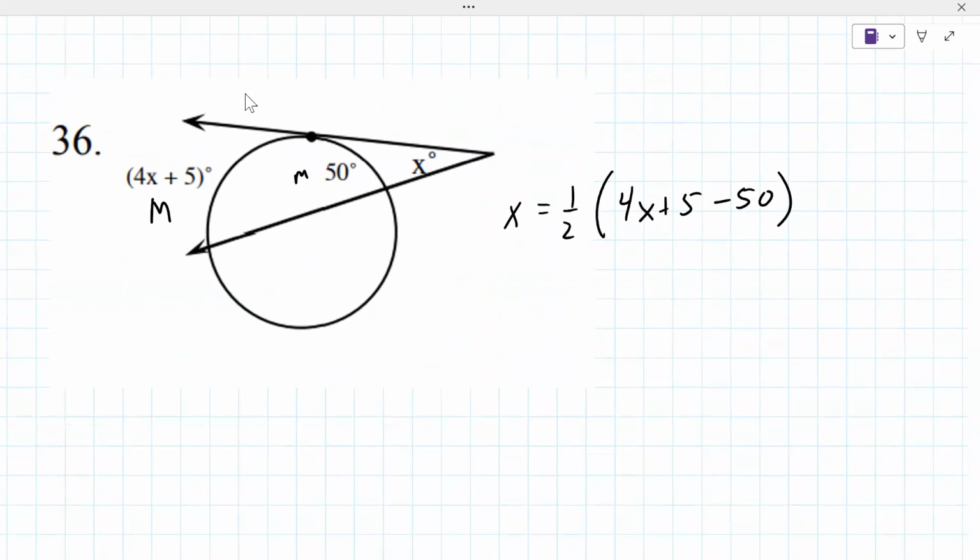Just like in the previous problem, how do we clear out this fraction? You multiply everything by 2 to clear out the fraction. So it's 2x equals 4x minus 45. Go ahead and solve it from here. I'll be right back with you.